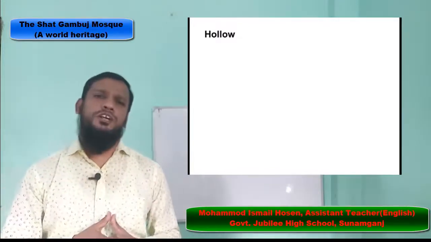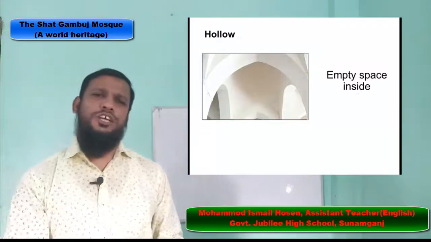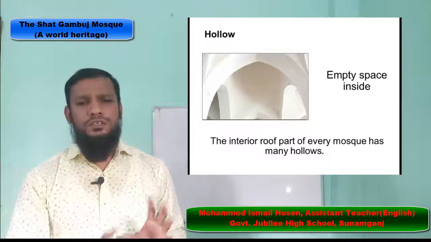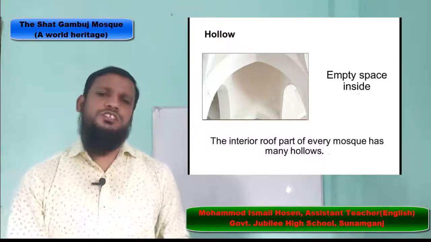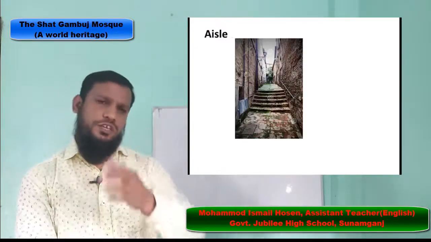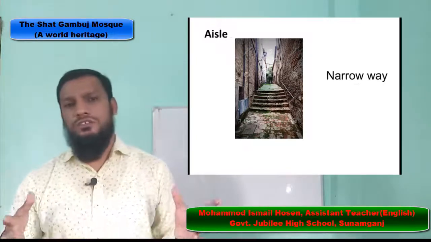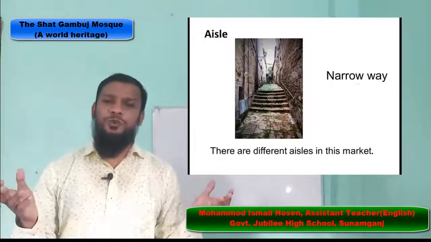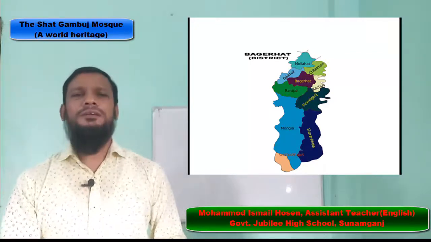Then another keyword is hollow. What do you understand by hollow? Yes, you can see a picture of hollow here. Empty space inside. The interior part of every mosque has many hollows. Aisle. In the picture you can see the aisle, and it means narrow way. There are different aisles in the market. In this way, a sentence can be made.